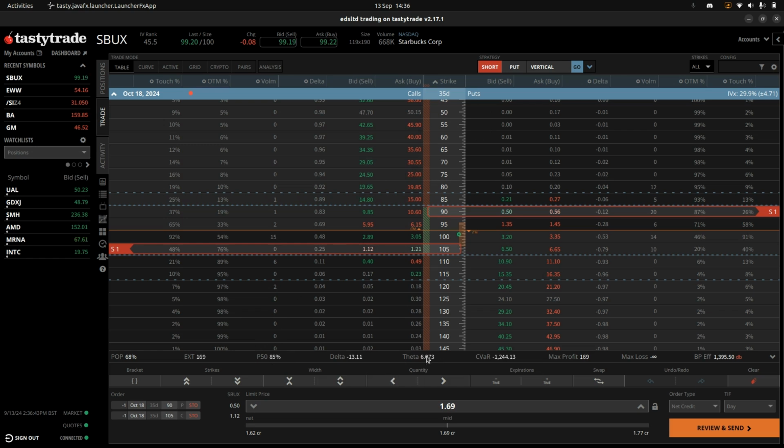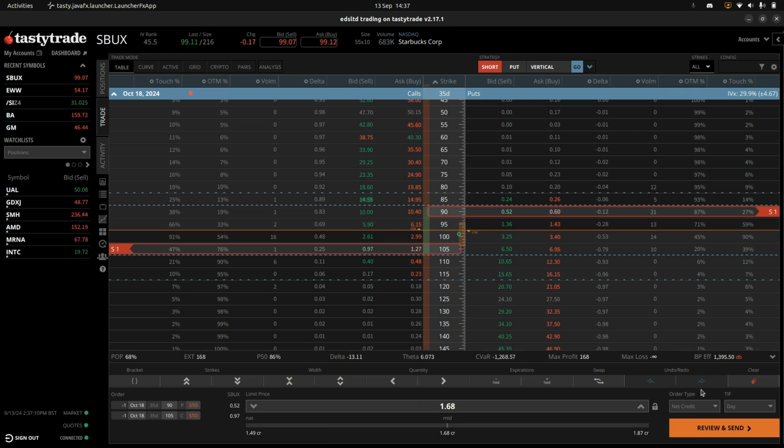We would get $6 in daily theta decay, would collect $174 upfront in premium, and it would require $1,400 in buying power to be tied up. So all in all, this is a position on Starbucks. This actually looks like a very nice position. It's actually a decent, healthy amount of premium. We've got a nice IV rank.